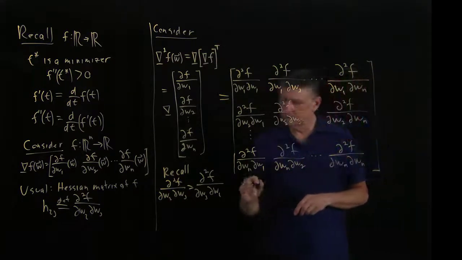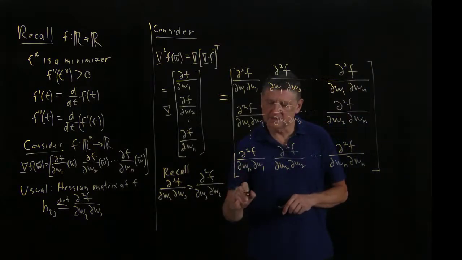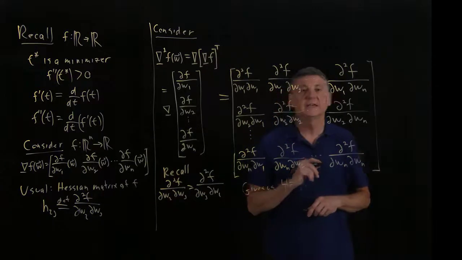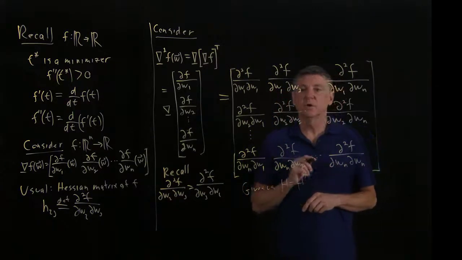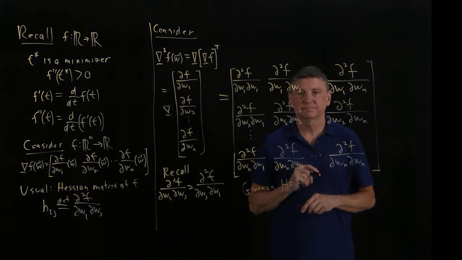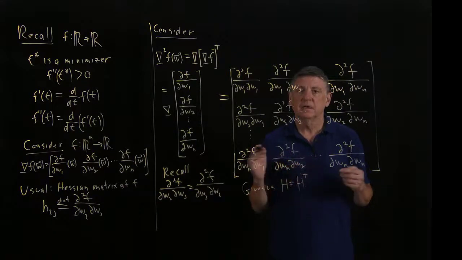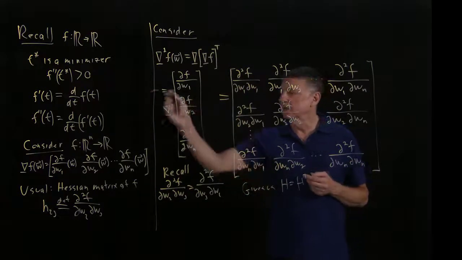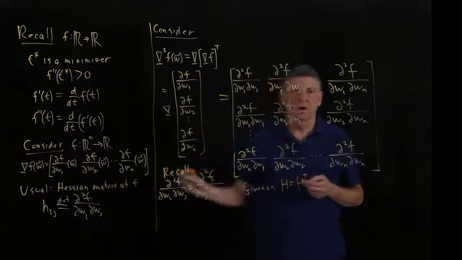So here, this gives us a matrix that equals its transpose. So it's symmetric. Now I can see that this definition and this definition are the same.